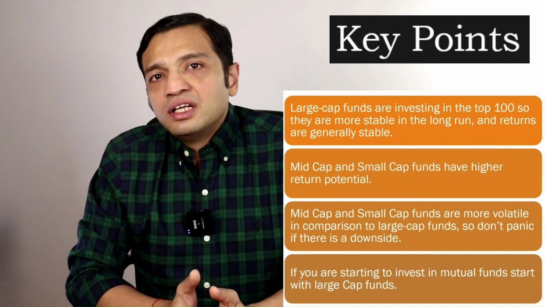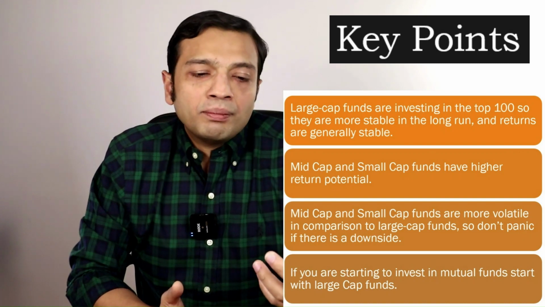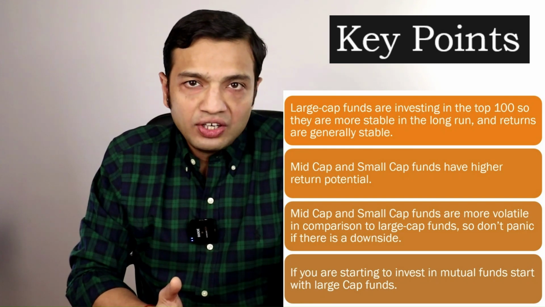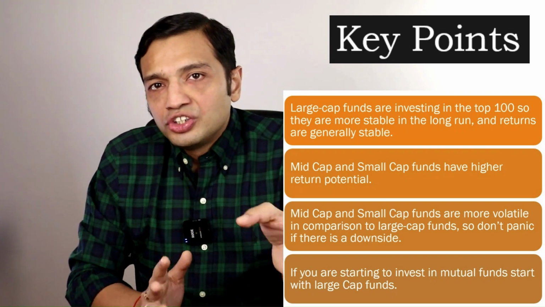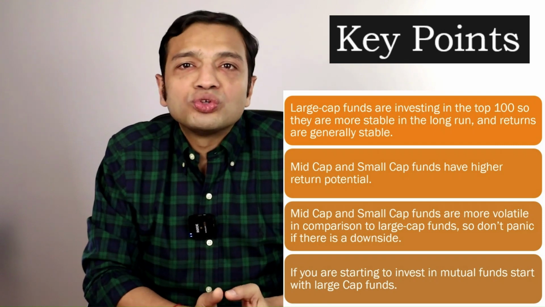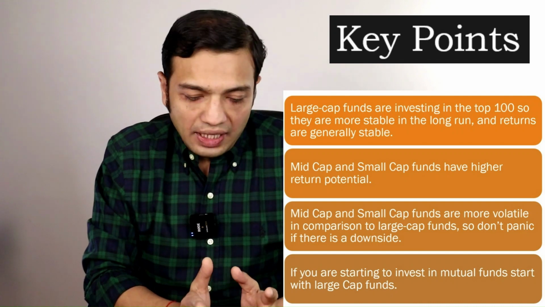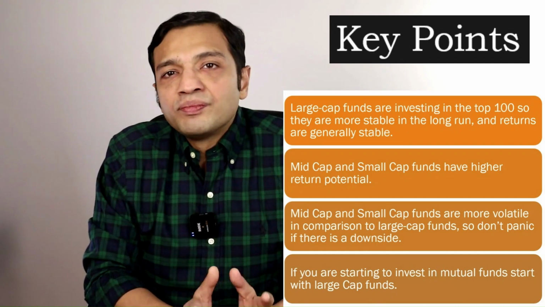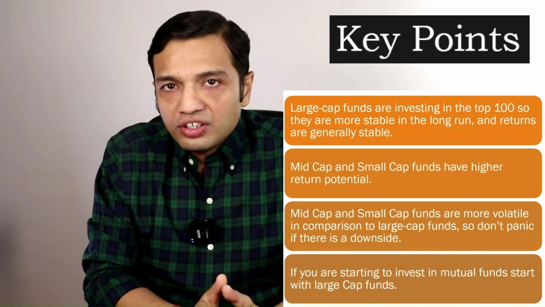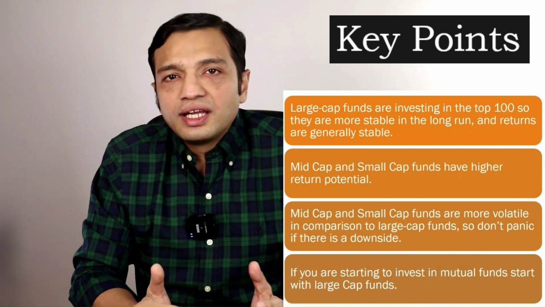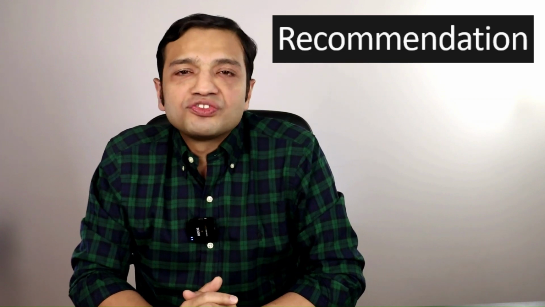You need to understand volatility. During downfall periods, mid cap and small cap funds lose more of their value than large cap funds, so you might panic. But since you understand the volatility now, you should also understand that it becomes a good opportunity to buy those funds more during the downfall, because now you are buying at a very good price. That is the reason I'm saying, if you are okay with the volatility, invest in mid cap and small cap funds. If not, stick to large cap funds till you get used to the equity market's ups and downs. Okay, so key recommendations from my side.